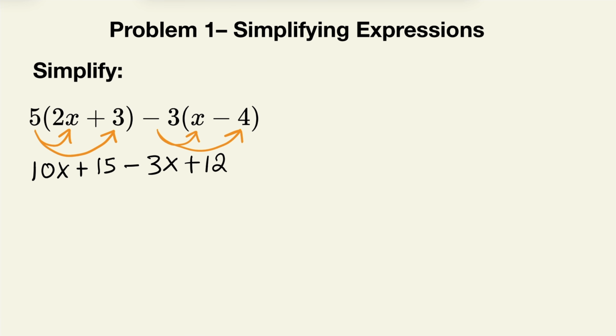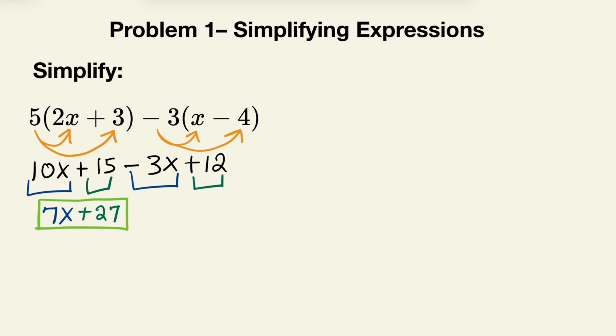For our next step, we're going to combine like terms. We have 10x and negative 3x, which equals 7x. And then we have positive 15 and positive 12, which adds up to positive 27. So our final answer is 7x plus 27.